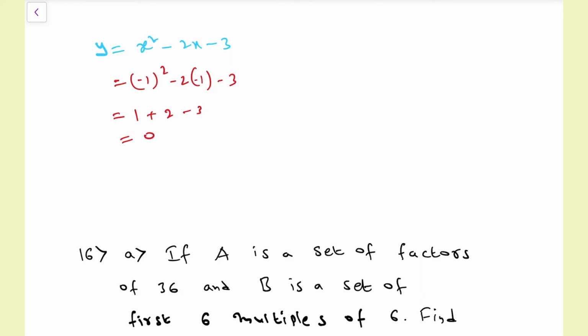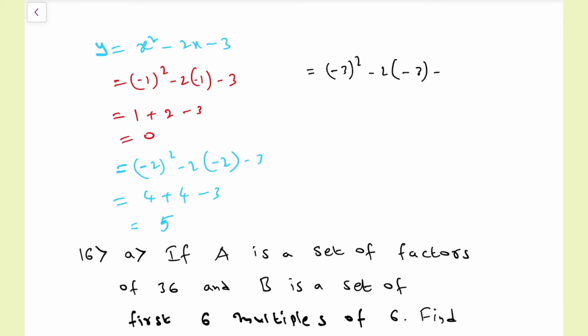Now I am substituting minus 2. Minus 2 whole square minus 2 into minus 2 minus 3. Minus 2 whole square is 4, minus 2 into minus 2 is plus 4, minus 3. 4 plus 4 is 8, 8 minus 3 is 5. Next substituting minus 3. Minus 3 whole square minus 2 into minus 3 minus 3. Minus 3 whole square is 9, plus 2 threes are 6, minus 3. 9 plus 6 is 15, minus 3 is 12.